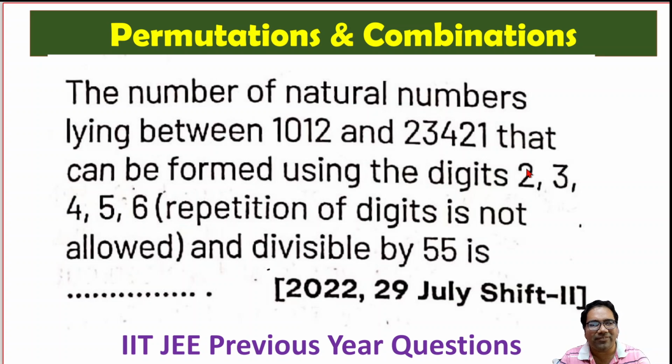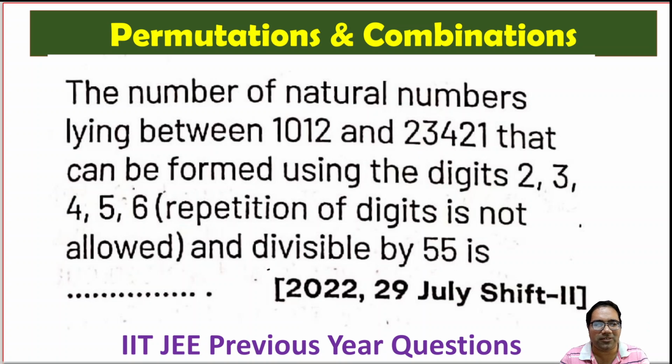Hi friends, here we are told to find the number of natural numbers lying between 1012 and 23421. But the condition is they have to be formed using these digits only: 2, 3, 4, 5, 6. Repetition is not allowed. At the same time, these numbers should be divisible by 55.